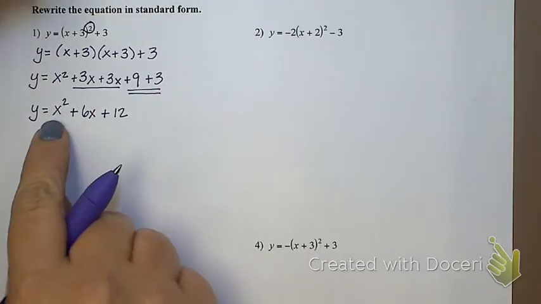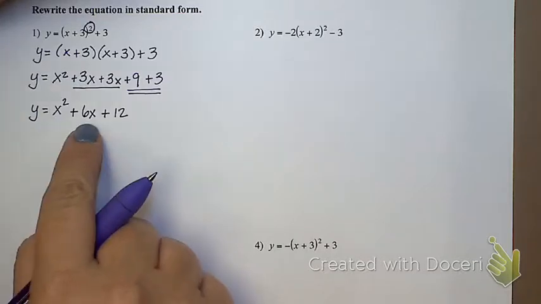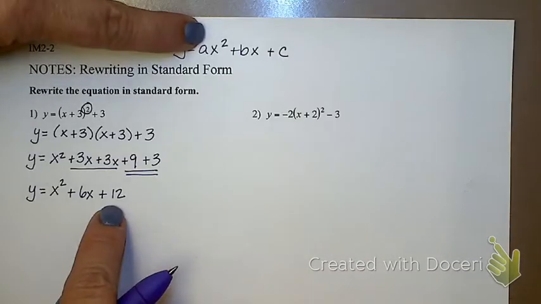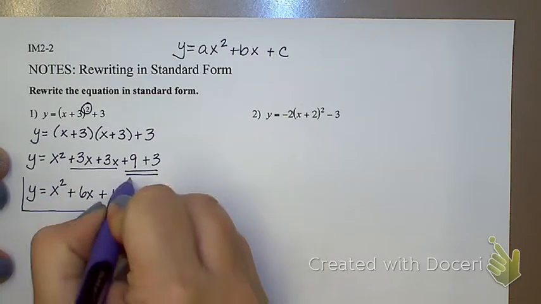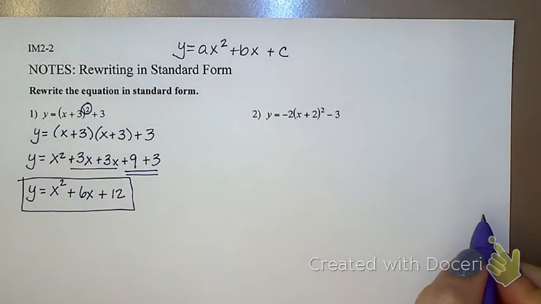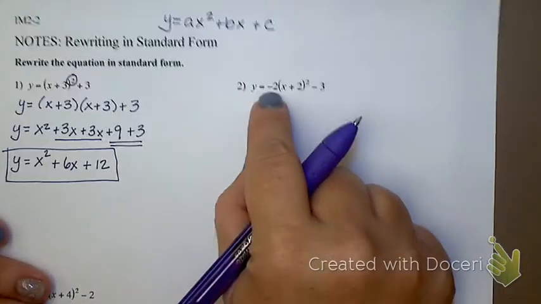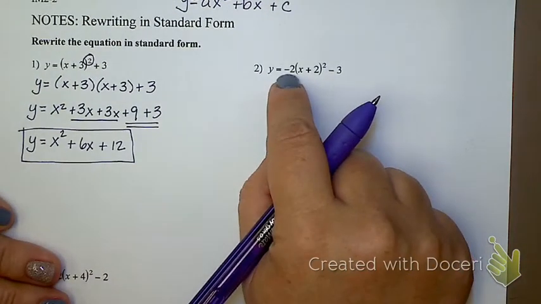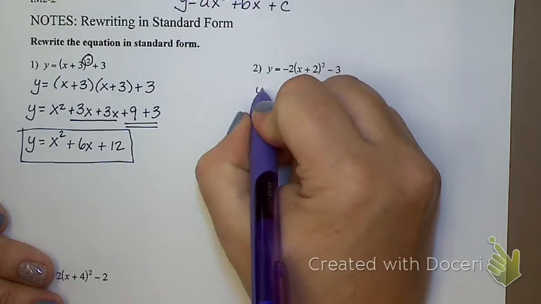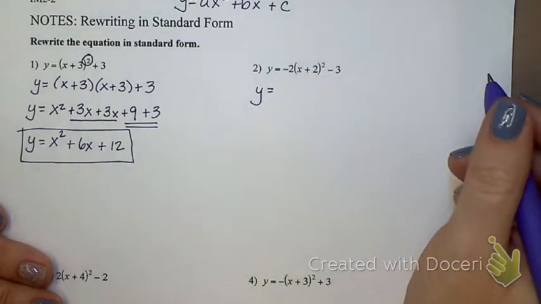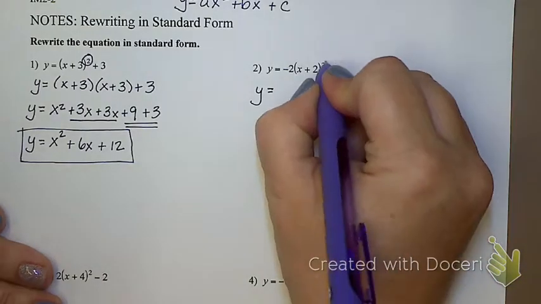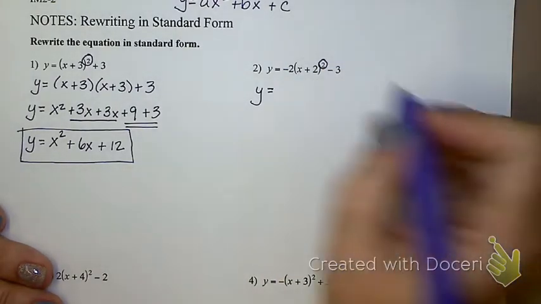Make sure your x squared comes first, and then your basic x, and then your plain number, your constant, so that it's in that ax squared plus bx plus c form. That's it. Now, the only way this gets a little more difficult is when we have a number in front. So let me show you how to deal with that. When I have a number in front of the parentheses, I'm not going to distribute the number right away. I'm going to deal with having to multiply the parentheses twice first.